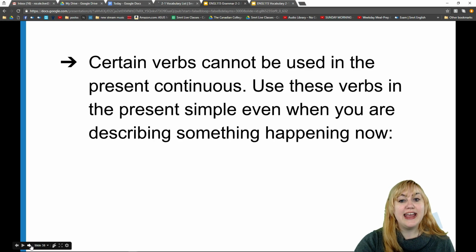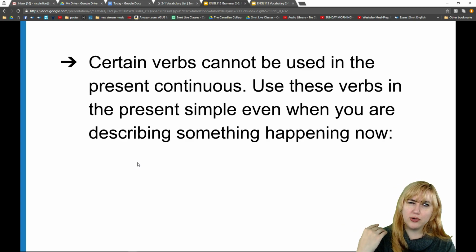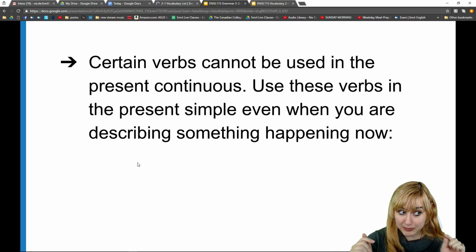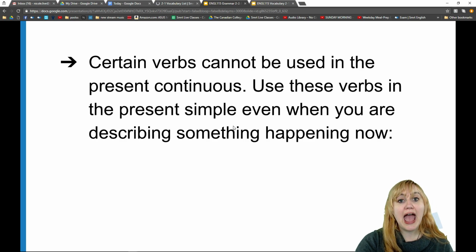Here we go. Now, if you watched, I don't know if it was Mark's last video or if it's going to be his next video, but he either talked about or will talk about state and dynamic verbs. So we're going to talk about that a little bit today here too. It says here, certain verbs cannot be used in the present continuous. Use these verbs in the present simple even when you are describing something happening now.